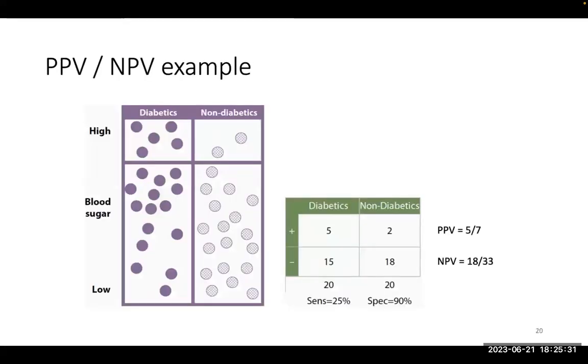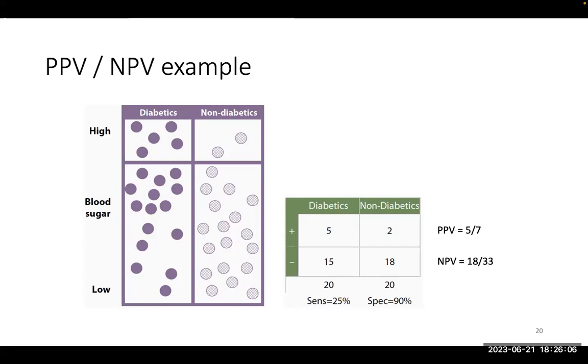It can be calculated if you have this 2x2 table. If we recall, we have sensitivity calculated as true positives divided by true positives and false negatives. So that's 5 divided by 20. That would be 25%. Then we have specificity, which is 18 divided by 20, a specificity of 90%.